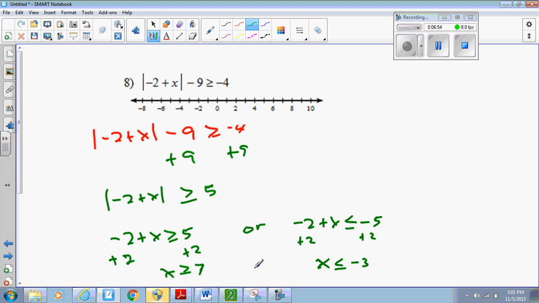So that's basically it. Now when I put those numbers in, since these have lines underneath them, that means it's a closed circle. So greater than or equal to 7 looks like this. And less than or equal to negative 3 looks like this. So the idea is any number that's bigger than 7 will be true. Any number that's less than negative 3 will make this true. Any number in between will not make it true. It will make this a false statement.